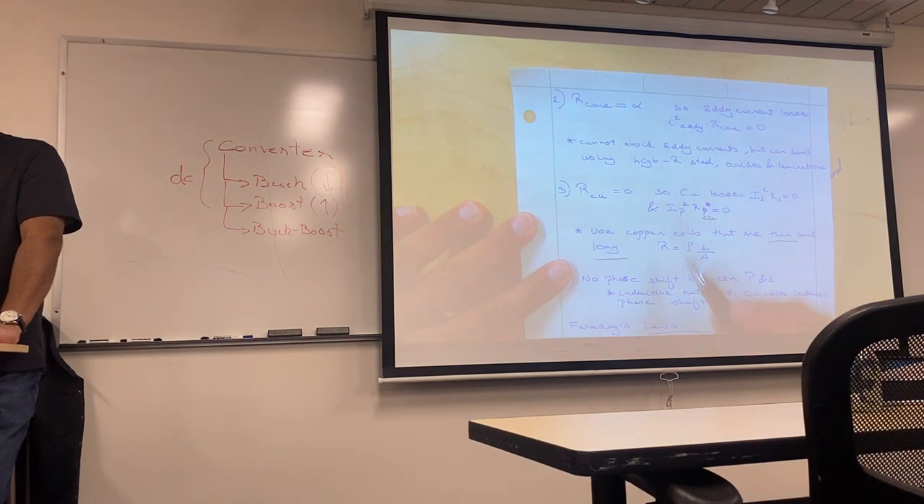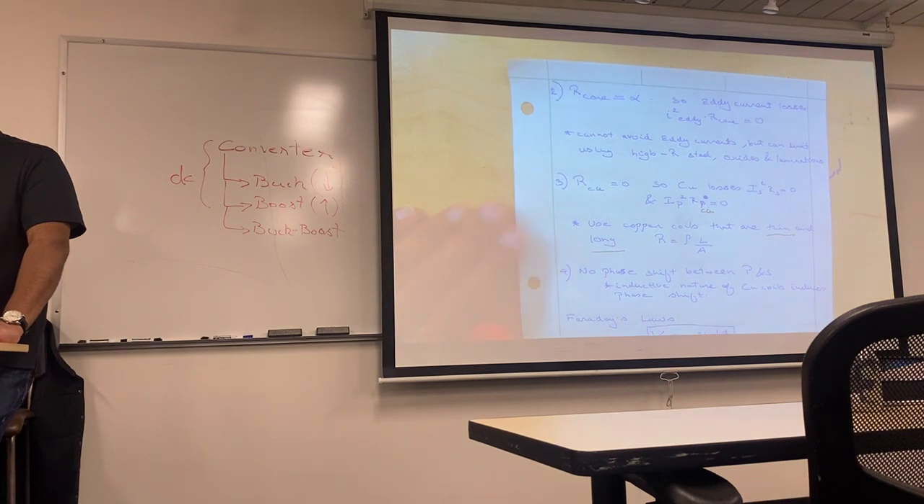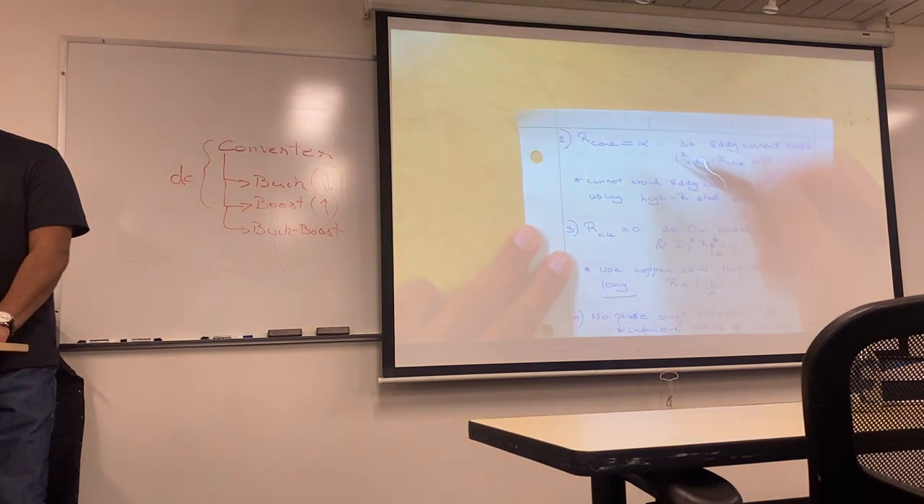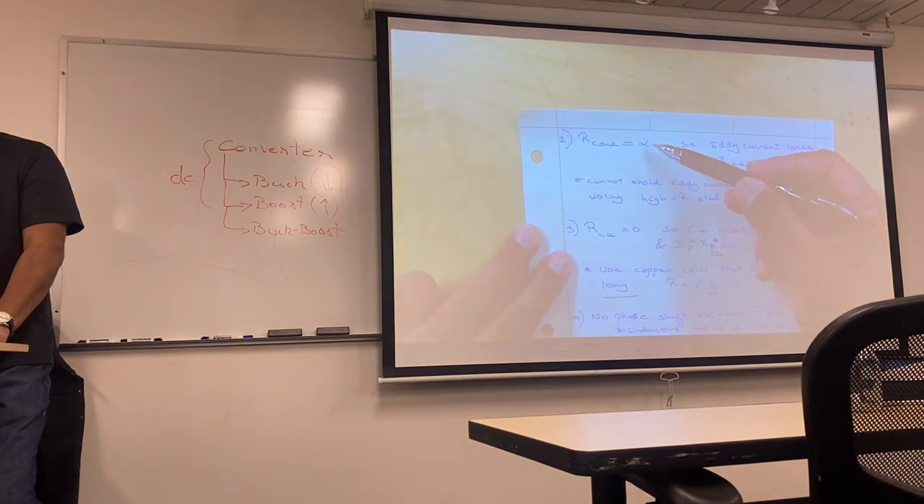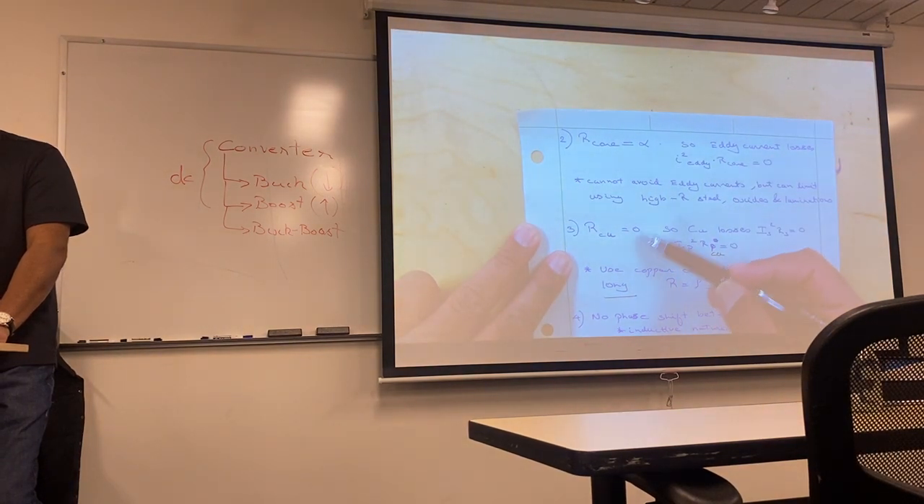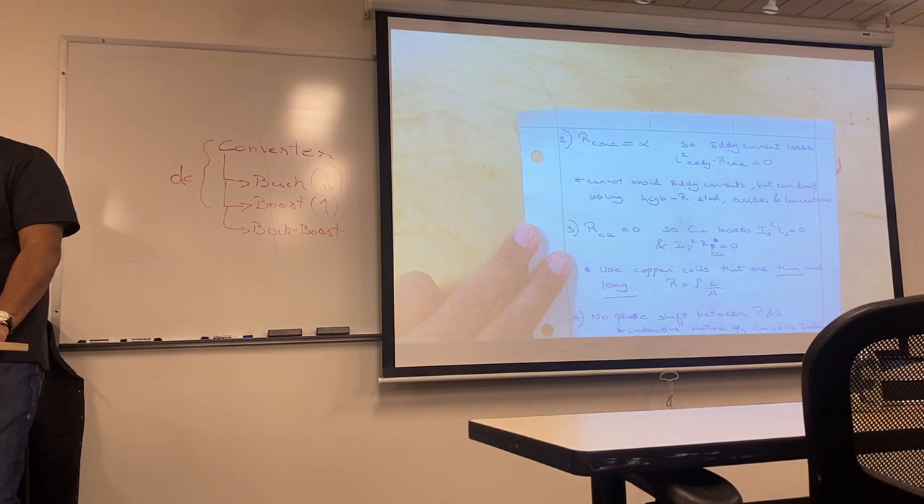And this is a practical way that we try to design transformers. We always want to have as low resistance as possible for the copper. So keep in mind, don't get confused by this. On the iron core, I want an infinity. On the copper side, I am looking for a zero resistance.